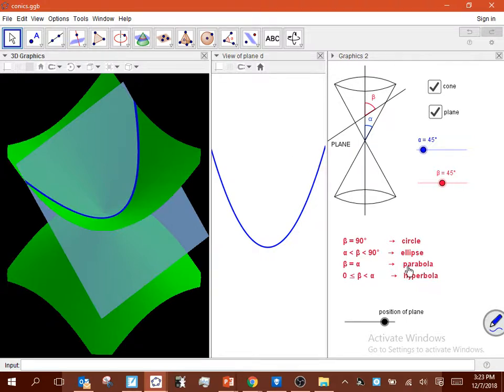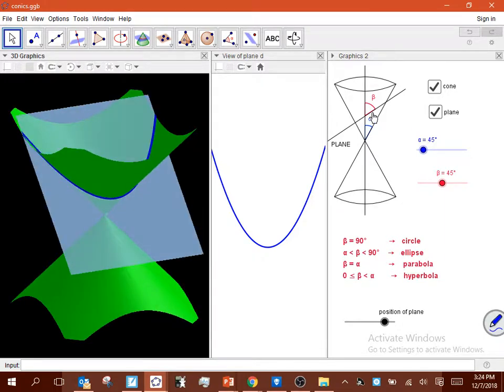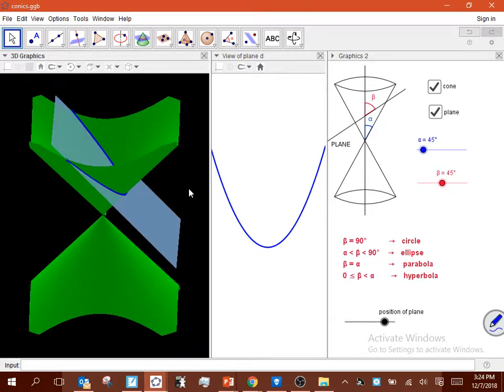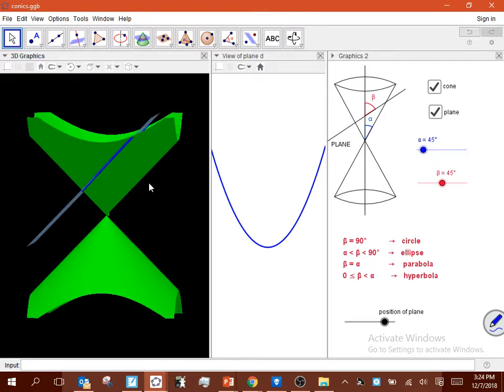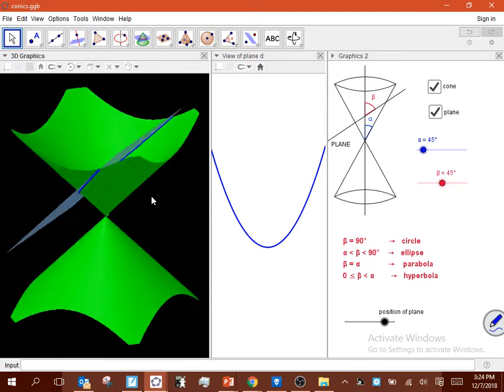The idea is when B equals A, so we take these angles. The angle A is ultimately telling me it's half of the vertex angle of our cone, and B is then the slant or the slope of the plane. If those two angle measurements are the same, then the plane is parallel to the slant height of our cone, and we're always going to get a parabola.